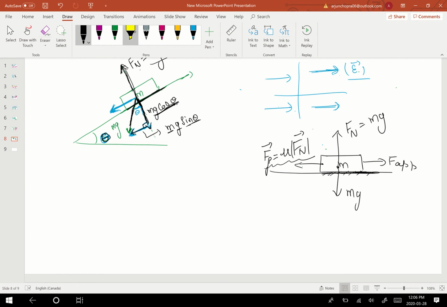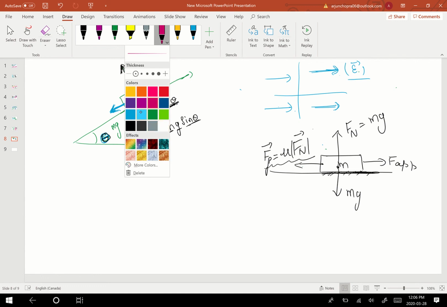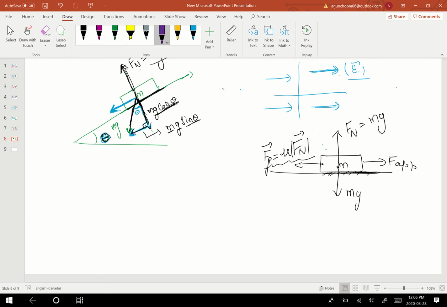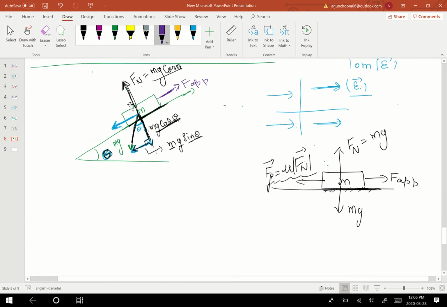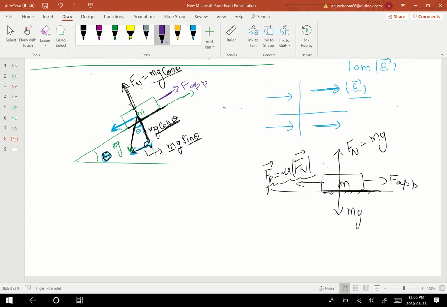If I wanted to find the force of friction between these two surfaces, let me change the color here. So I wanted to find the force of friction. I'm going to assume that there's a force applied in the forward direction. Someone is applying a force of some x newtons in the forward direction. Because I'm applying a force in the forward direction, the force of friction will act in the opposite direction here.